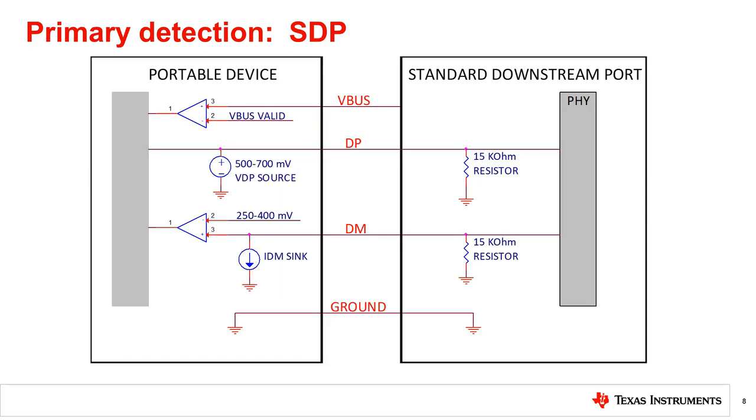In primary detection, the PD puts a voltage source of 500 to 700 millivolts on DP, enables a current sink on DM, and then monitors the voltage on DM. If the PD is attached to an SDP, which incorporates the standard downstream pull-downs of 15 kiloohms on the DP and DM lines, the PD will detect the voltage on DM is lower than the voltage source applied to DP. The PD will determine it is connected to a port that can only support up to 500 milliamps of current during USB 2.0 operation. No extra charging current can be drawn.